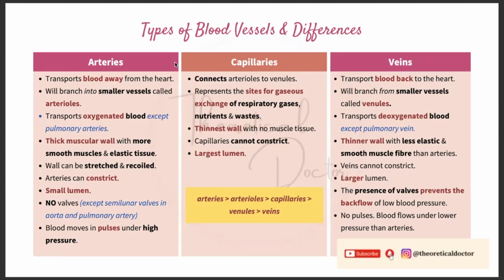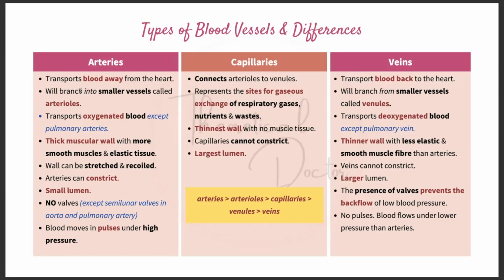So blood vessels that are important for you to know, the categories would be arteries, capillaries, and veins. So I'll talk a little bit about each of these. So for arteries, the function of artery is to transport blood away from the heart. They will branch into smaller vessels called arterioles.